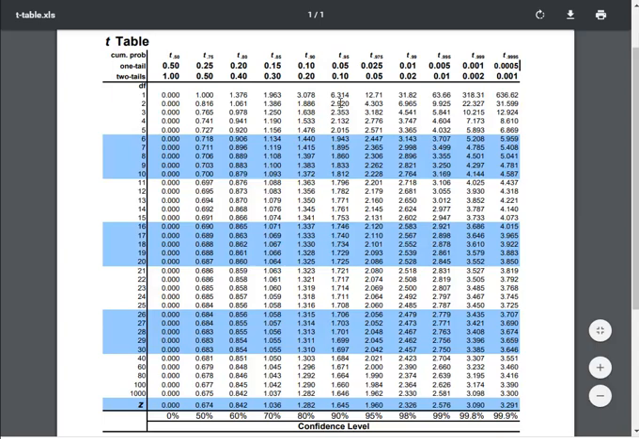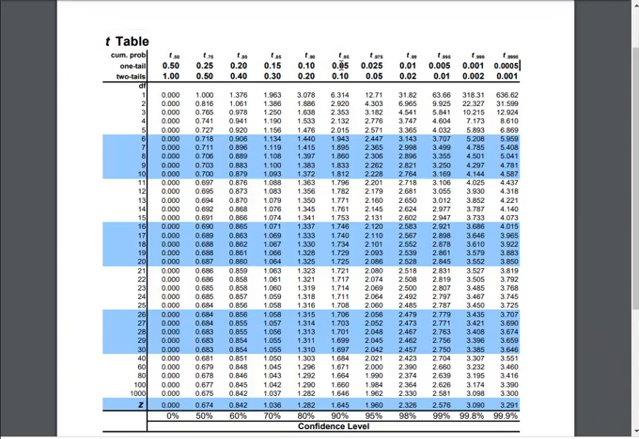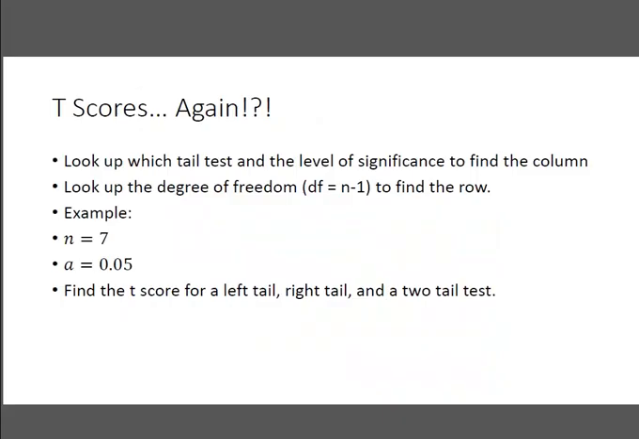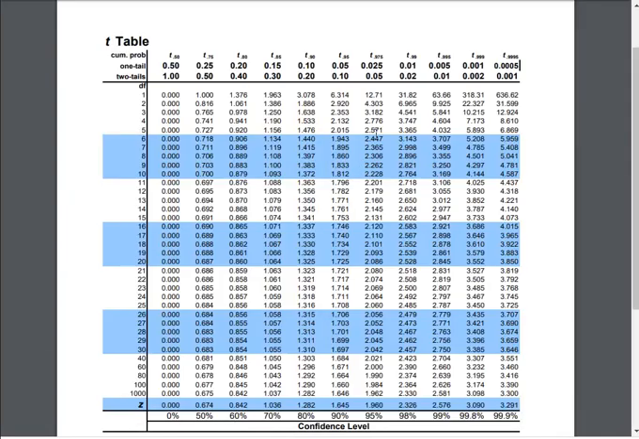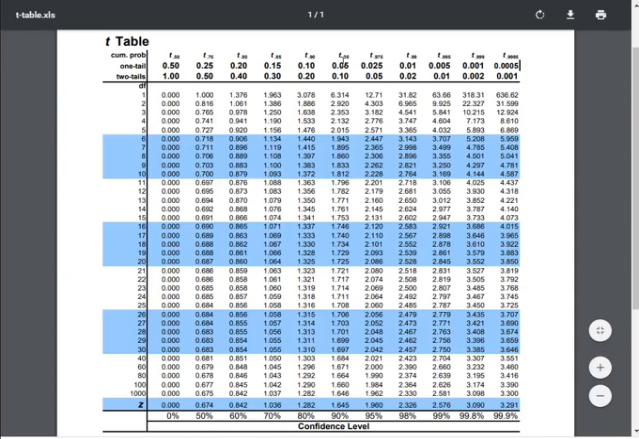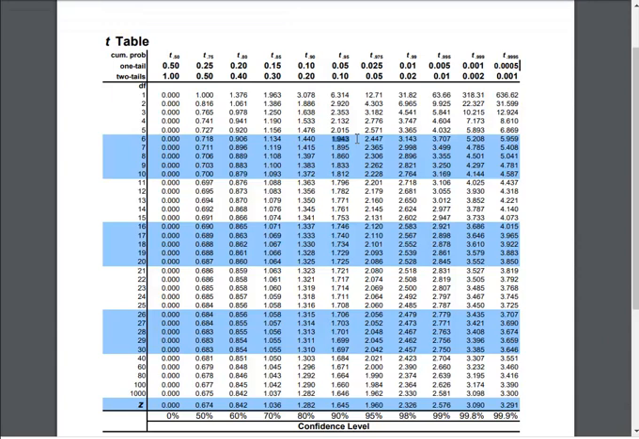Next, we're going to use the degree of freedom formula, which is always one less than the sample size, to find our correct row. Our sample size is 7, so our degree of freedom would be 6, because 7 minus 1 is 6. So here we go, 0.05, down to the 6th row. There we go, 1.943. If you're doing a left tail test, you would just make that a negative 1.943. If you're doing a right tail test, you just leave it a positive 1.943.